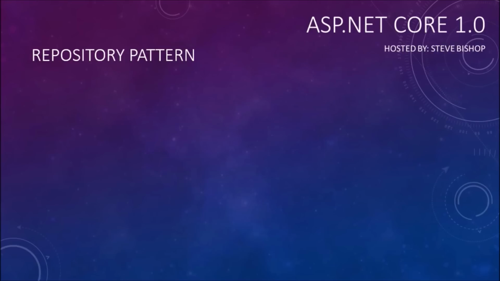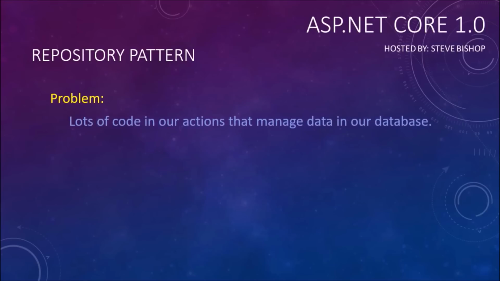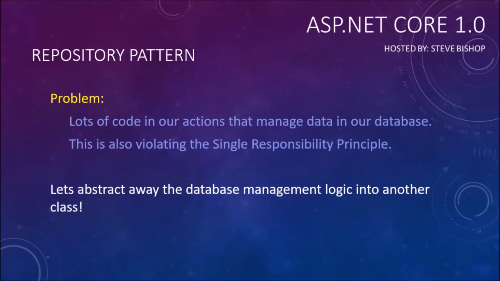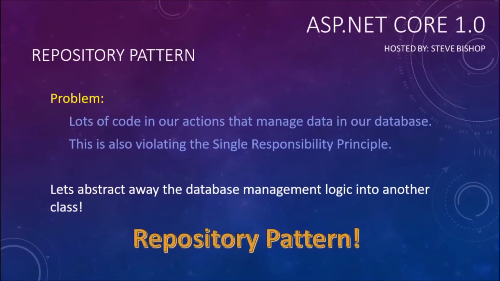Now, whether you realize it or not, we have a problem. And the problem is that we have lots of code in our actions that manage the data in our database. This is in direct violation of the single responsibility principle. We should be trying to abstract away those business rules or the business logic, or even the data access layer in this case, to some other class or some other set of functions to manage that interaction with the database. So we want to abstract away the database management logic to some other class, and that class is called a repository, and thus we have the repository pattern.